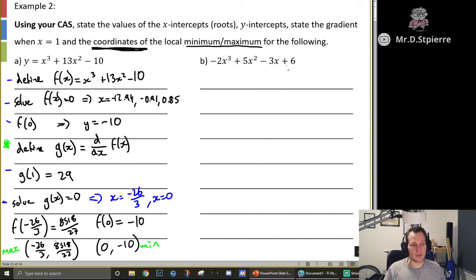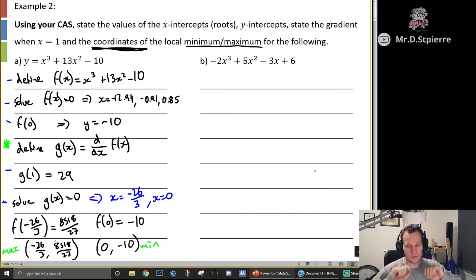It's the exact same process for this second question. So I'm going to leave that one because it's almost a 40-minute video already. I'm going to leave that one for you to do and to try. And that is it for finding the types of stationary points.